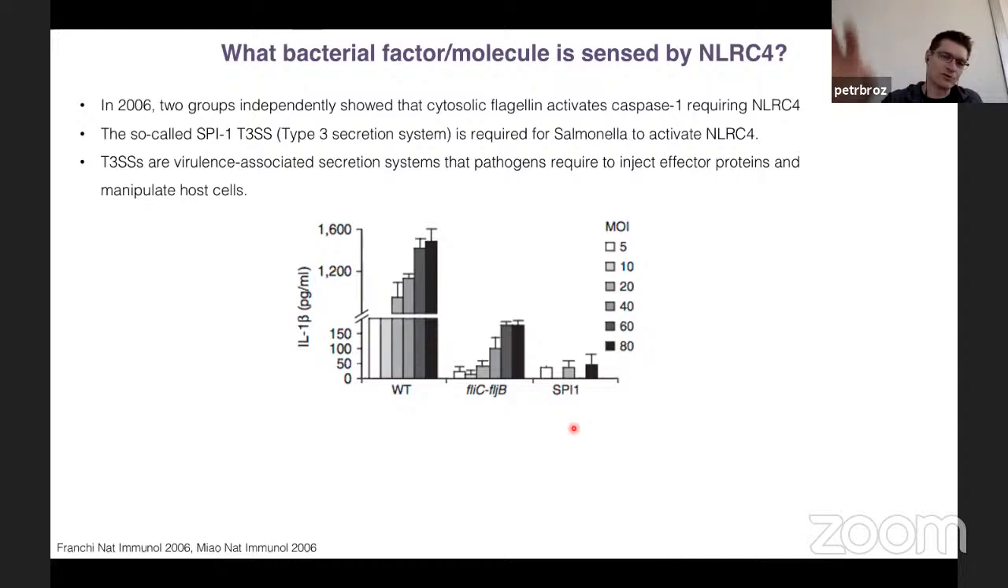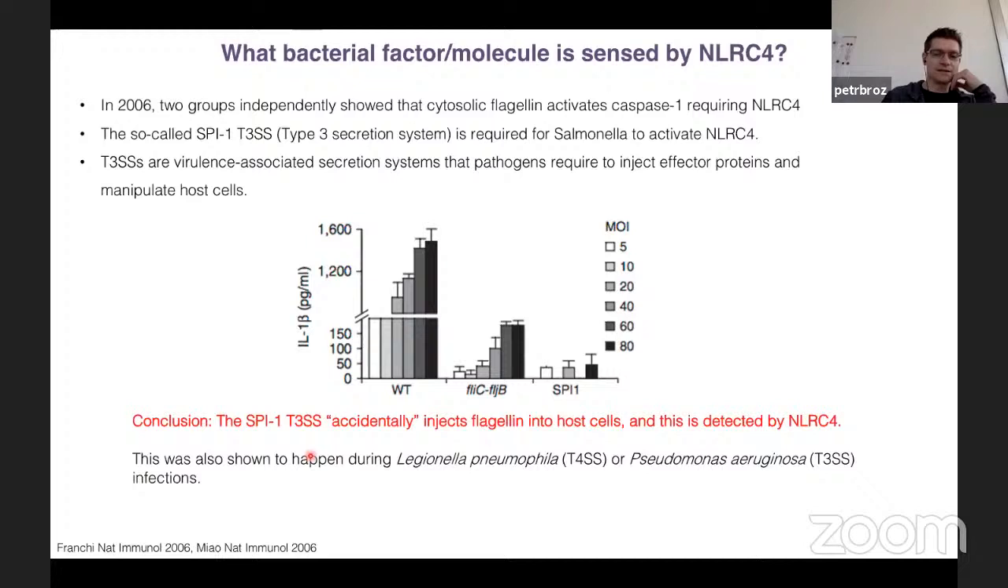So you can see here that when they infect wild-type cells with Salmonella, at different MOIs, they get cell death. And if they use a fliC fljB mutant that doesn't make any flagellin protein, this induction of IL-1 beta is strongly attenuated, and even more attenuated when you use a SPI-1 mutant. So their conclusion from these papers was that the SPI-1 type 3 secretion system accidentally injects flagellin into host cells, and that this flagellin molecule is then detected by NLRC4. This was also later shown to happen with other bacterial pathogens like Legionella, which uses a slightly different secretion system called type 4, and Pseudomonas aeruginosa using a type 3.